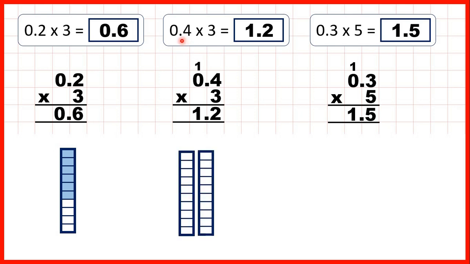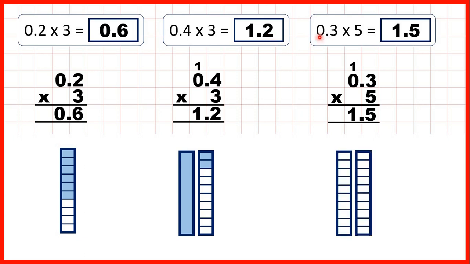Now we have 0.4 times 3. 0.4 is 4 tenths. So if we show 4 tenths, then another 4 tenths, and then another 4 tenths, you can see that we have 12 tenths, but that's the same as 1 whole and 2 tenths, so that's 1.2.